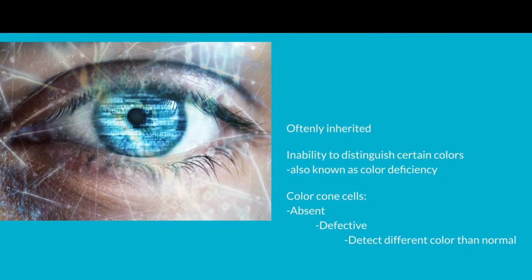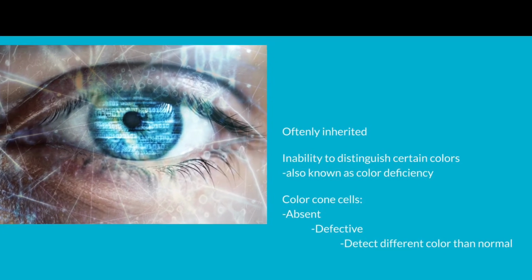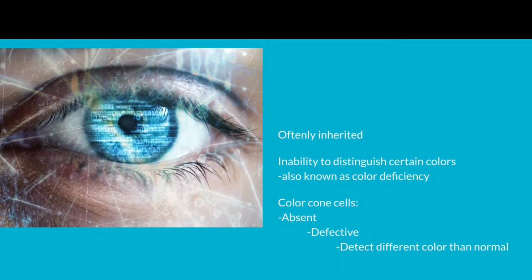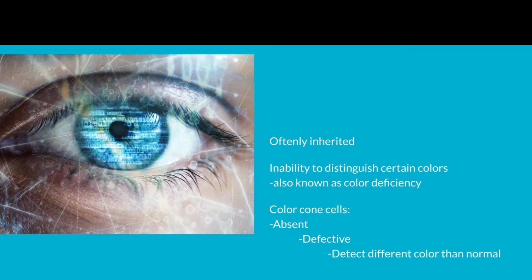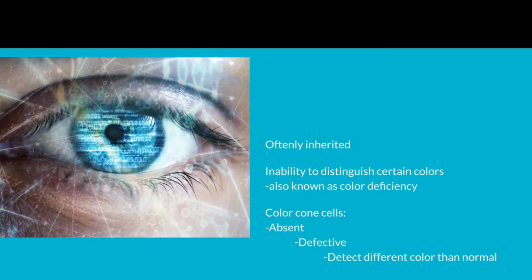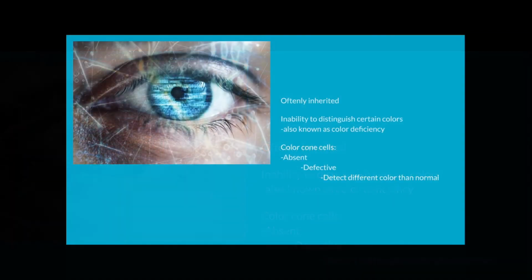In one's retina, there are rods and cones. Rods detect light and dark, where cones detect color. This deficiency exists when one's color receptor cones are either absent, defective, or if they process a different color than a normal person would expect.